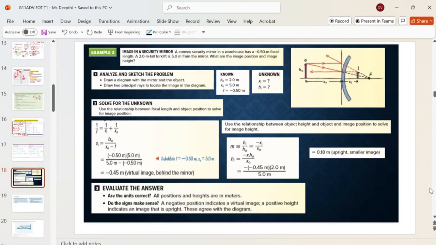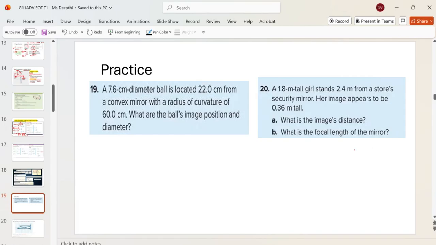So these are all similar problems of concave mirror. Let's go to a final problem of convex mirror. So you have a 7.6 centimeter diameter ball that's located 22.0 centimeter from a convex mirror of radius of curvature 60 centimeter. See, they have given the radius of curvature, which is 60 centimeter. So you can find the focal length.